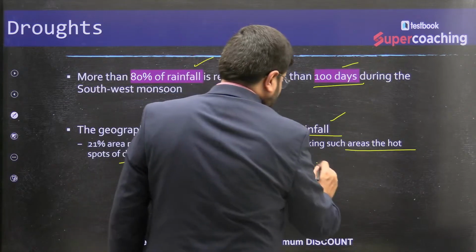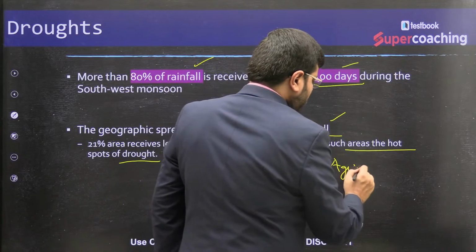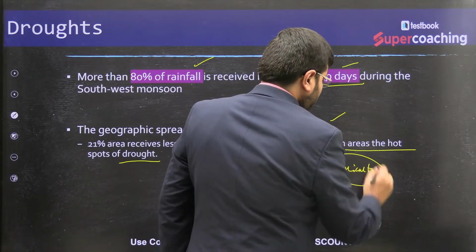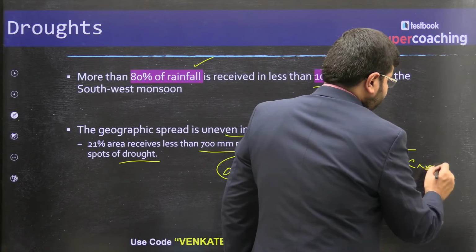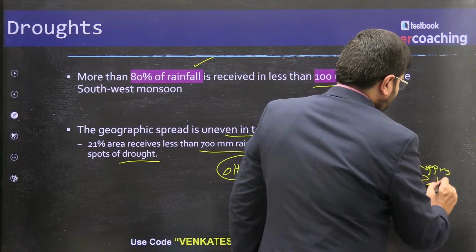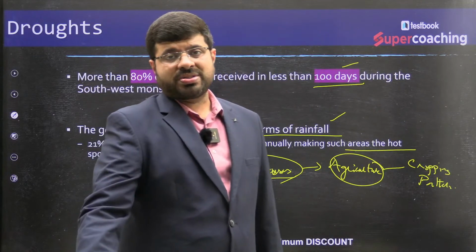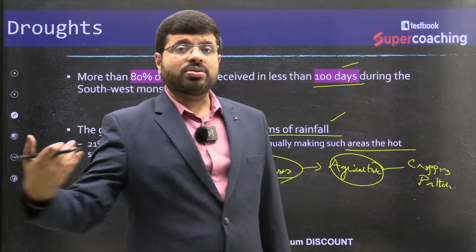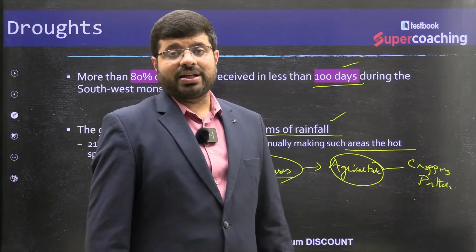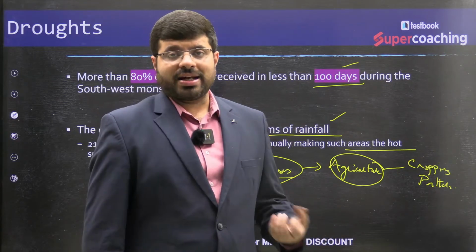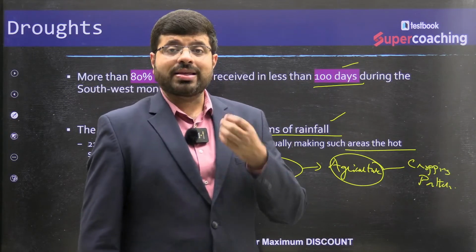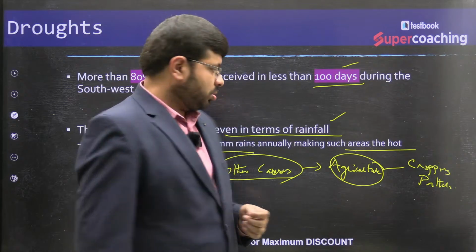For example, how do you think that agriculture is a cause? Say cropping pattern. I told you the example. Growing crops which are not in tune with the ecosystem, the ecology of that region. So you grow crops like rice, sugarcane in water scarce areas. That is a challenge, right?